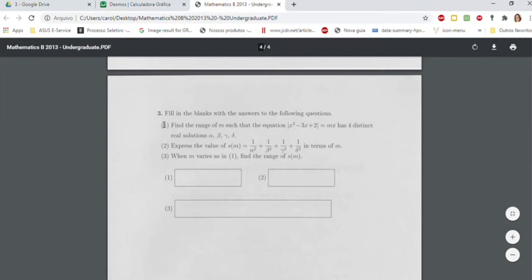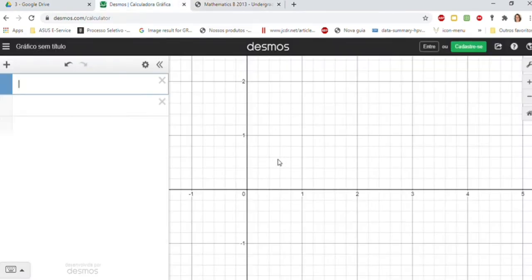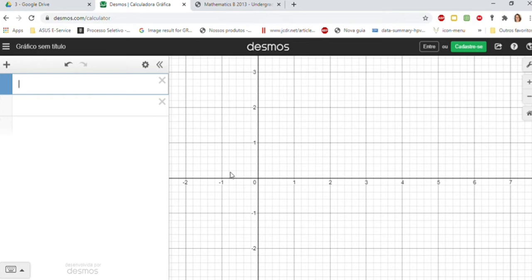So hello everyone, let's solve MEXT exam Math B 2013 question 3. For this question I'm going to solve on the computer, because I can't write on the computer, but I think for this question it's more important for me to show you the graphs. Here we have the y-axis and the x-axis.